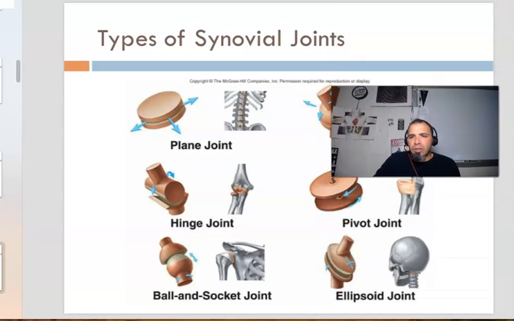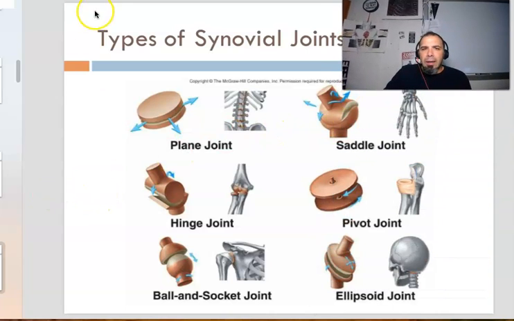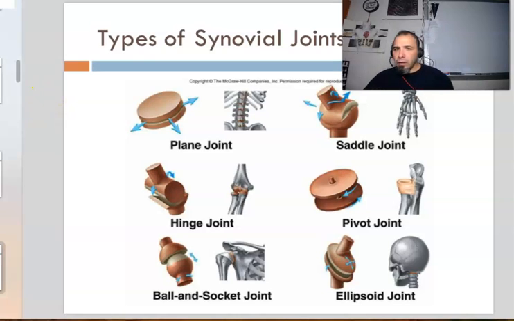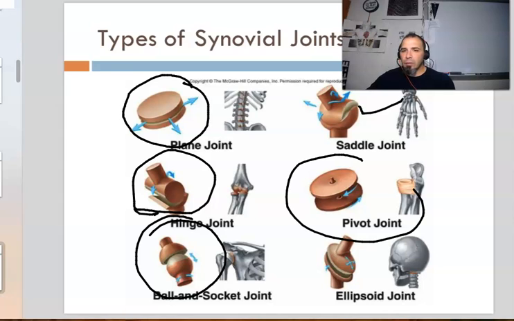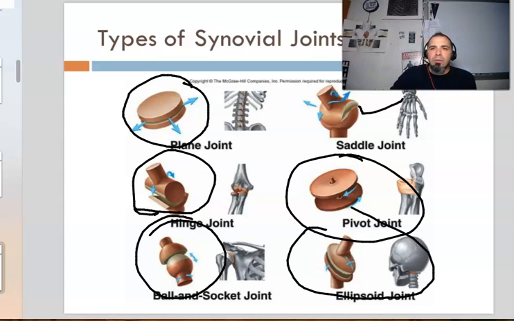And so again, structure determines function. So the plane joint right here has not a whole lot of movement. Then there's the hinge, which is like the knee and the elbow. We've got the ball and socket. You've got a saddle joint. You've got the pivot, and then you have the ellipsoid. So these are your options for joints.